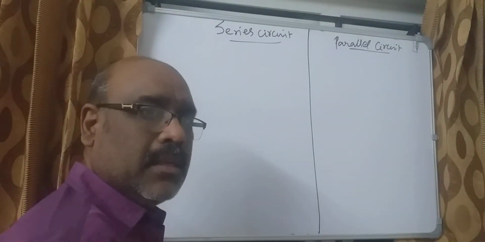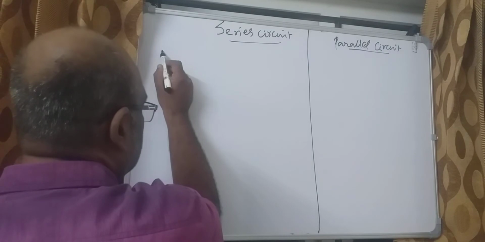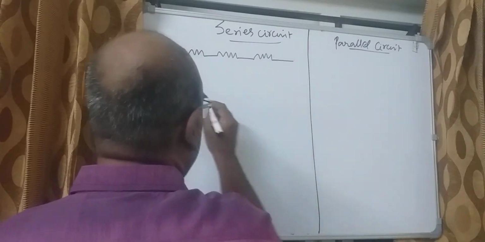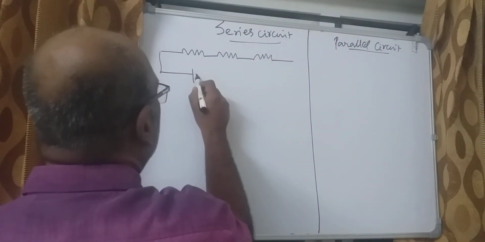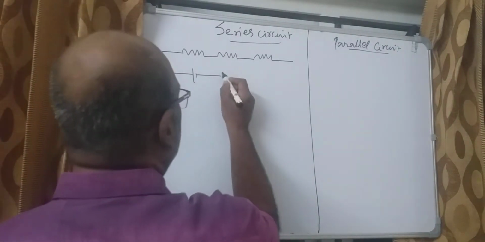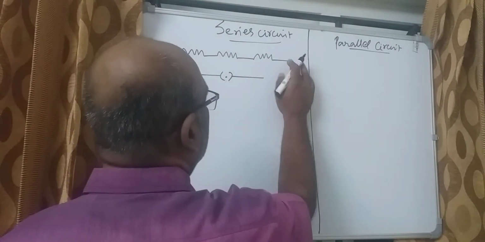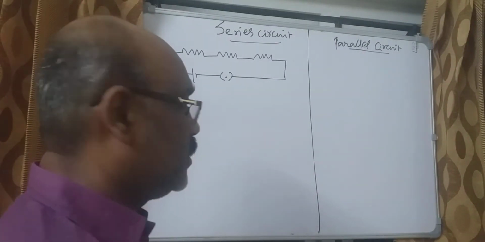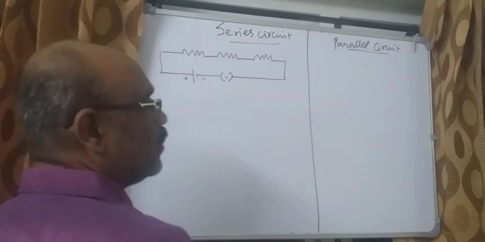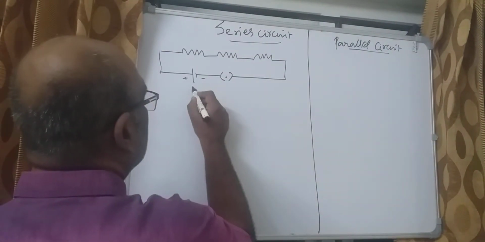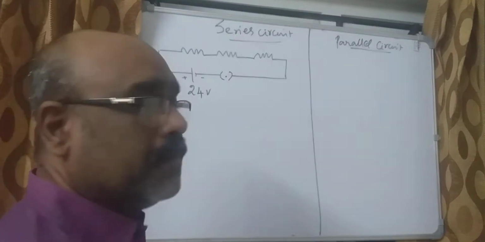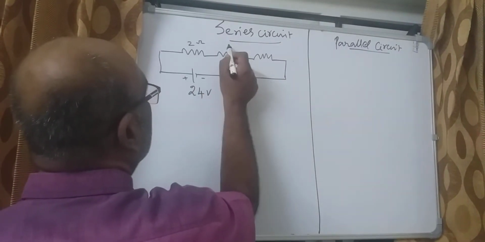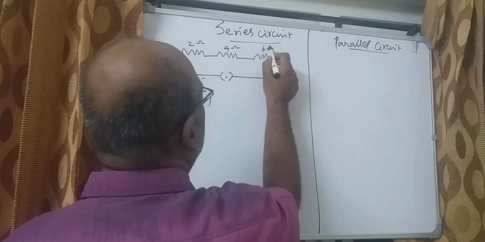I am going to connect 3 resistances here in series to a voltage supply, and I have connected a key so that the circuit is now closed. So positive and negative terminal. Some 24 volt I am giving. Let the resistances kept over here be 2 ohm, 4 ohm and 6 ohm.